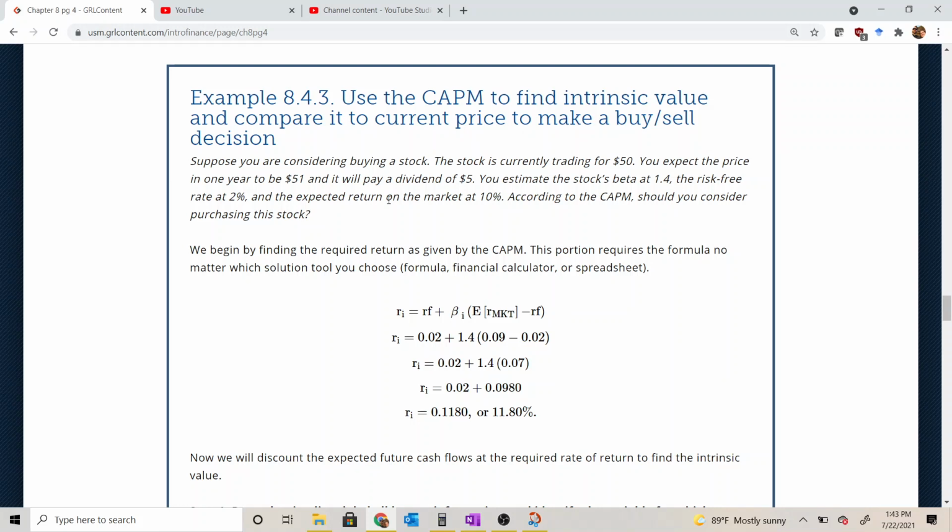There's no reason in the real world you would use both of these methods on one stock. You would pick the one that makes more sense to you, whether you want to calculate intrinsic value and look at prices, or calculate expected return and compare that with the required return. Both of those methods will yield the exact same conclusion.